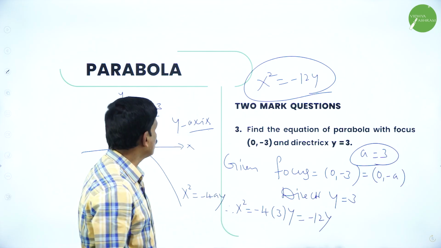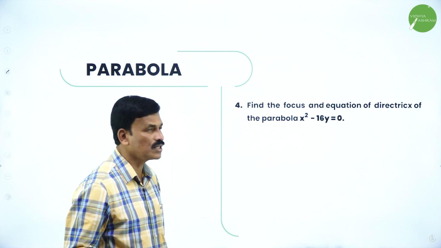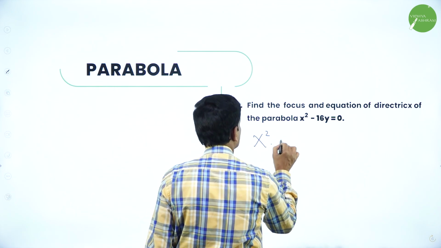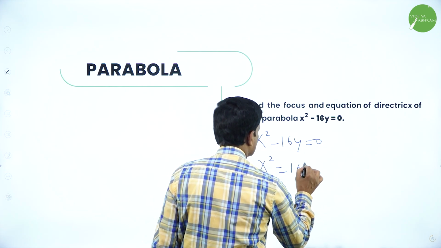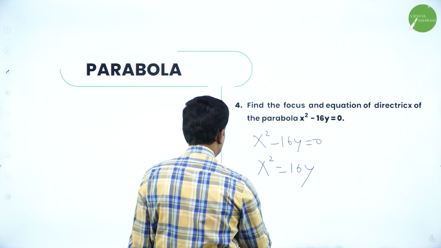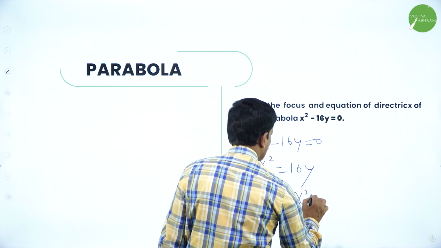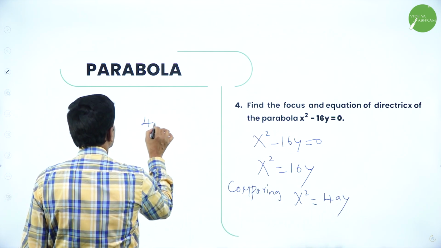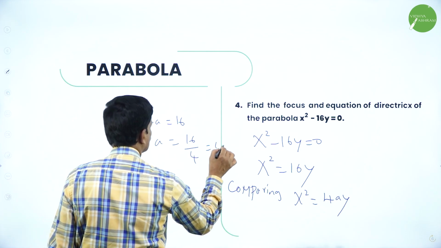Now move on to the next problem. Find the focus and equation of directrix for the parabola x square is equal to 16y. This is a simple problem. So what is given? x square minus 16y is equal to 0, x square is equal to 16y. Comparing with the standard equation, this is of the form x square is equal to 4ay. Now what is 4a? 4a is equal to 16, therefore a is equal to 16 by 4, which is 4.